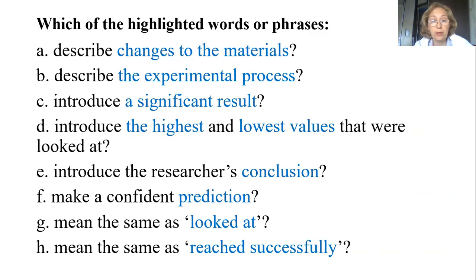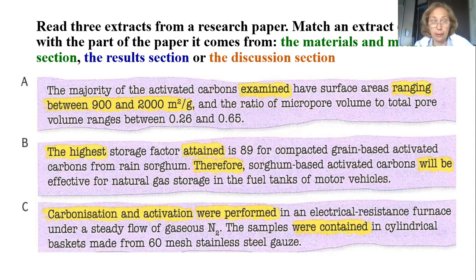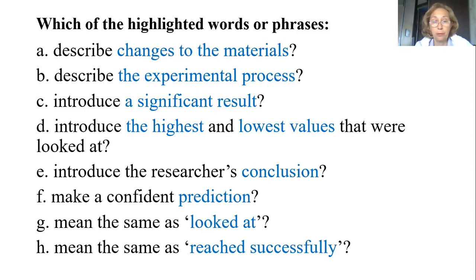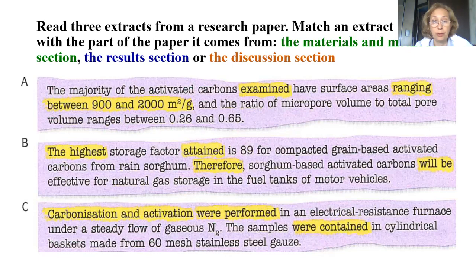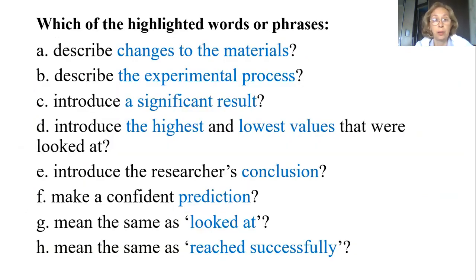And which phrase means the same as reach successfully? Reach successfully, достигать чего-то. Only one phrase, just attain, attained. For me, it's a new word, attain. То есть достигать, reach some successful result. So very useful phrase. Okay, this is about the structure of papers and just some specific words that can be used in different parts, different sections of a scientific paper.